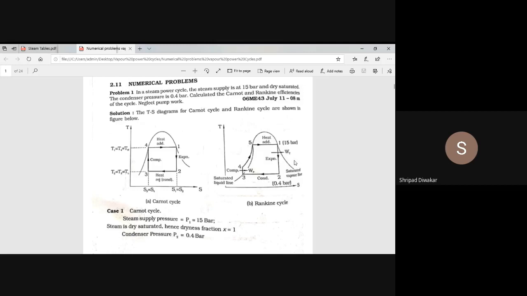Okay, neither superheated nor wet. Exactly x equals 1 means no water particles in suspension. Whatever the region above the critical point is a superheated region. Whatever the region inside the curve indicates is your wet region. So H1 you get directly from the steam tables corresponding to a pressure of 15 bar.